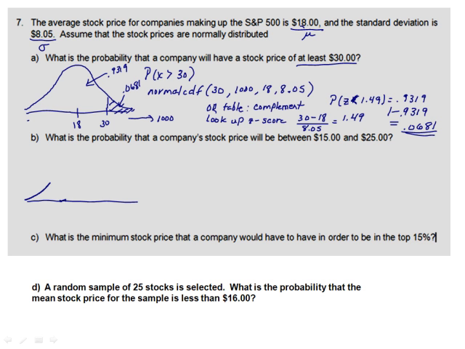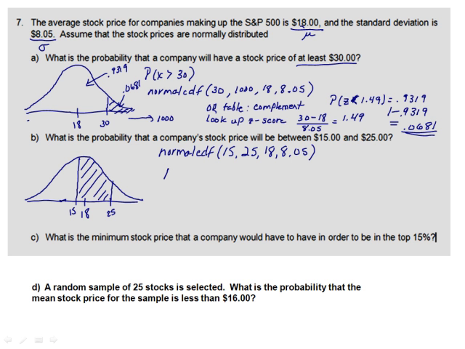Next question is, what's the probability that a company's stock price will be between $15 and $25? So we have our picture again with the 18 in the middle, and we'll mark the $15 and the $25. We're going to shade in between those two. If you want to use your calculator for this, all you have to do is put in the 15 and the 25 for your two values, and then put in your mean of 18 and your standard deviation of 8.05. So there's the calculator function.